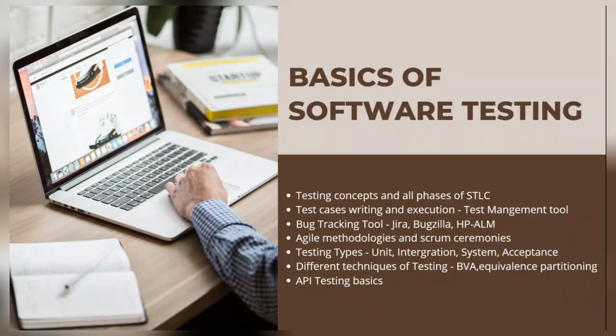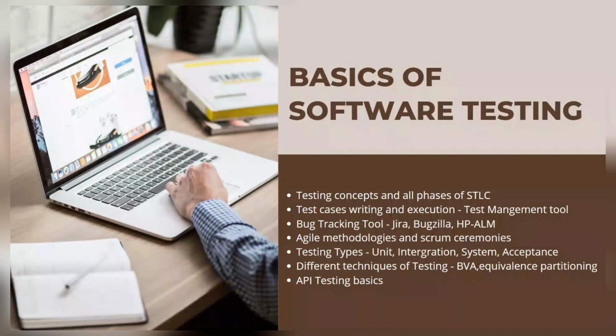The foundation to become an automation tester is that you should know the basics of software testing. Functional testing, or you can call it manual testing, is very important to become an automation tester. You should have knowledge of the concepts of software testing, the testing types, testing techniques, the scrum ceremonies, agile methodologies, bug tracking tools. You should be aware of all those things before you start and before you learn the programming language. These are the basic things you should be aware of. So let's move to the next topic.